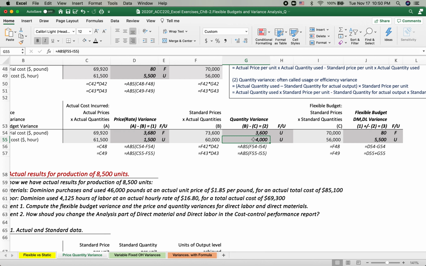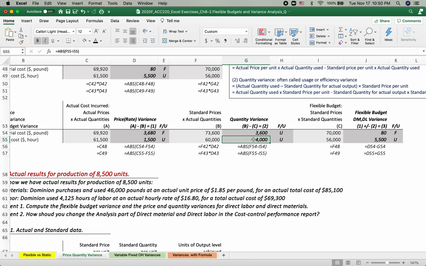Okay, so they hired the wrong labor, a totally unskilled person, even by giving a higher rate. Okay, like this we can analyze. And then we have case number 2, actual result for production of 8,500.